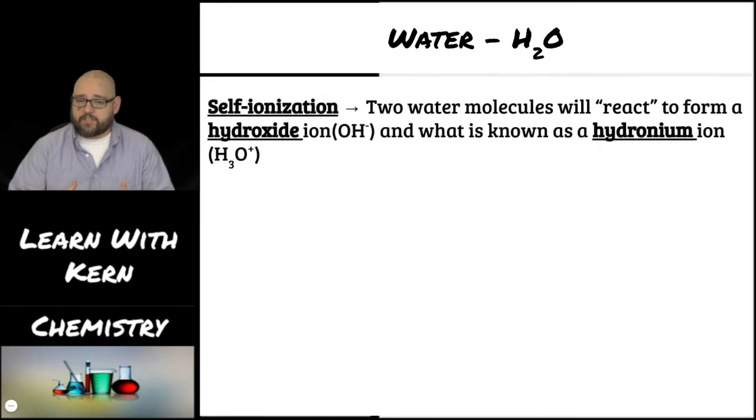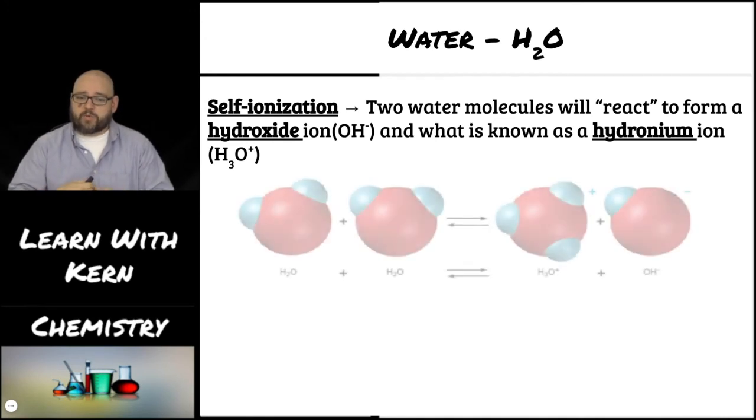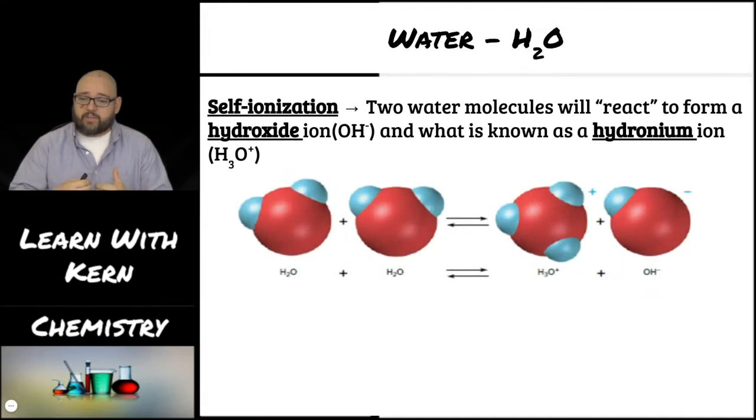So what do we mean by self-ionization? Self-ionization means that two water molecules are going to react. They're not actually reacting, but we're going to say react to form a hydroxide ion and what is known as a hydronium ion, H3O+. So it means we're going to have two water molecules, H2O plus H2O, and one of those water molecules is going to give up a hydrogen to the other one, creating that hydronium ion, H3O+, and a hydroxide ion. So one of the water molecules is a proton donor, an acid, and one is a proton acceptor, a base, and therefore it can act as both an acid and a base as the Bronsted-Lowry definition defines it. And so it is amphoteric.